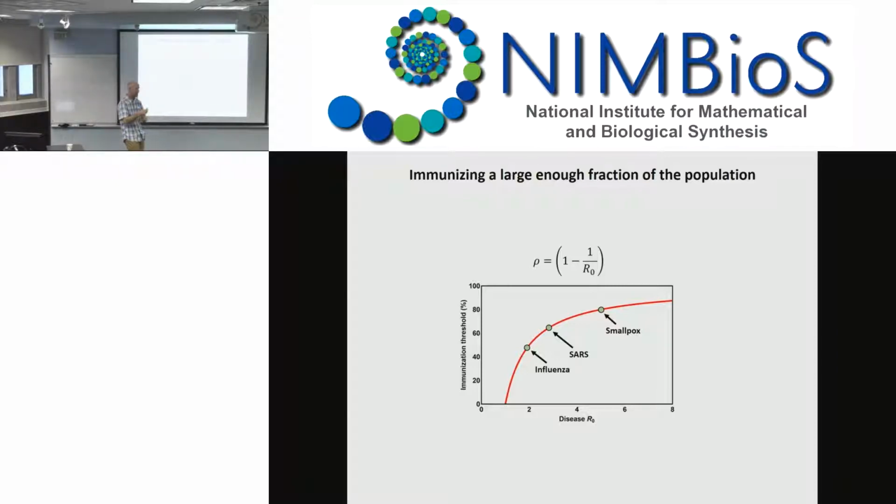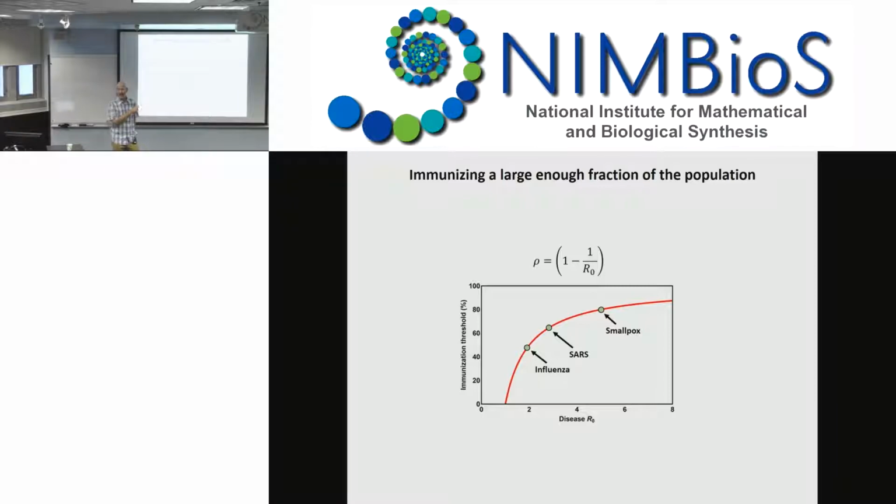R naught is really a measure of the number of new infections produced by a single infection. So if R naught is greater than 1, each infected individual on average infects more than one other individual, and the infectious disease is spreading through the population. If it's less than 1, it's on its way towards extinction.